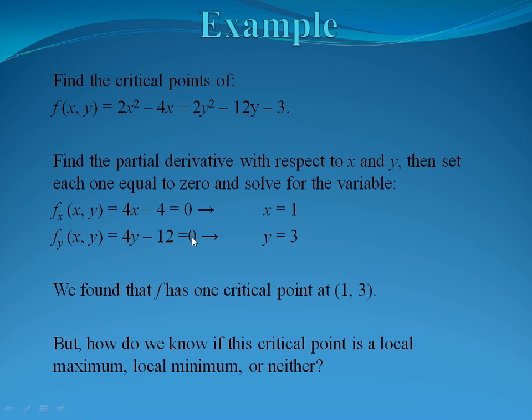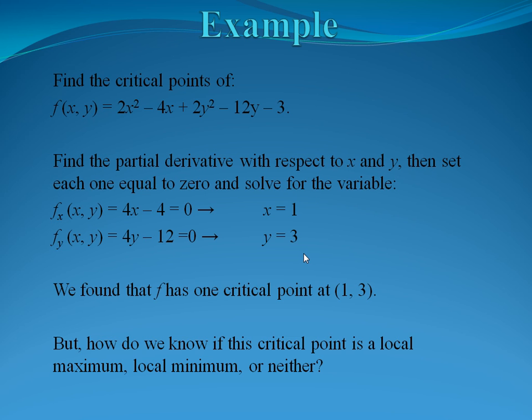We set each of our first partials equal to 0 to see how easy it is to solve. In this particular case, it's nice because both of our first partials have reduced into linear forms, which are quite easy to solve. So if 4x minus 4 equals 0, that tells me that x has to equal 1. For our second partial, if we have 4y minus 12 equals 0, add 12 to the right, divide by 4, and I get y equals 3. So here, we have found that our function f has one critical point at the point (1, 3).